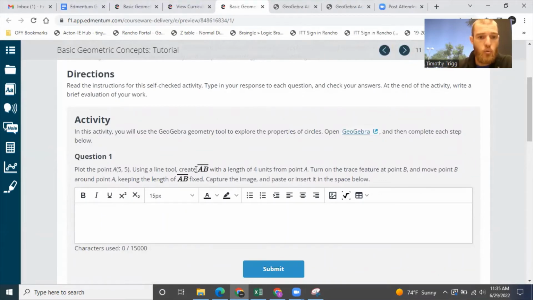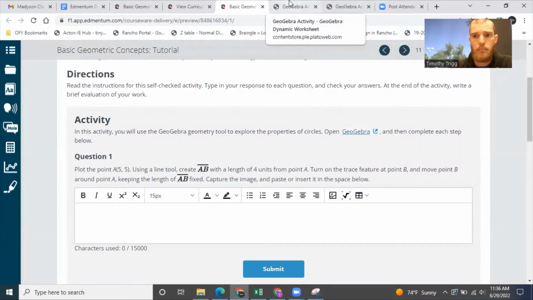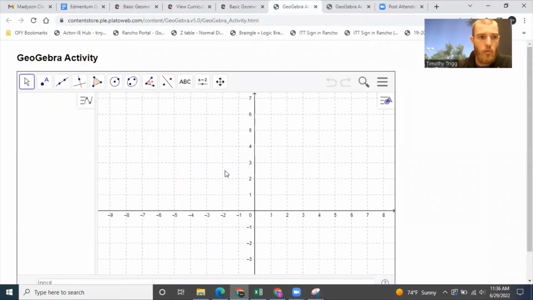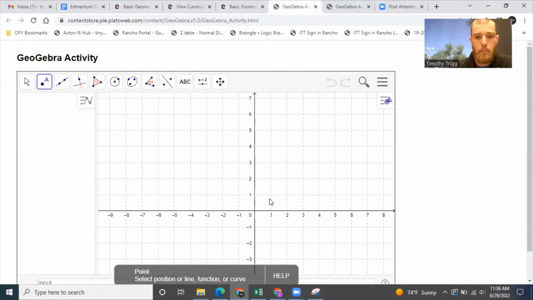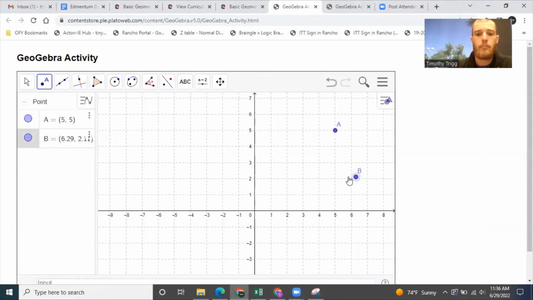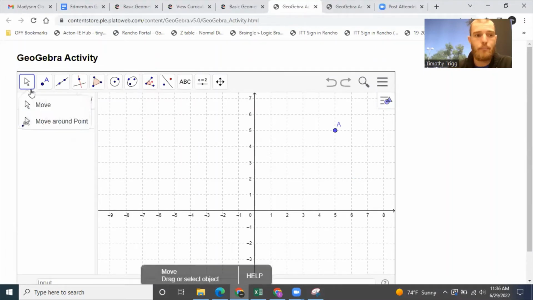Use the line tool to create AB with a length of 4 units from point A. So how do we do that? First we need to create a point at 5, 5. This will be point A. Oops, I don't want to do that. By the way, there's always an undo. I didn't mean to create that second point, so I'm just going to undo there.